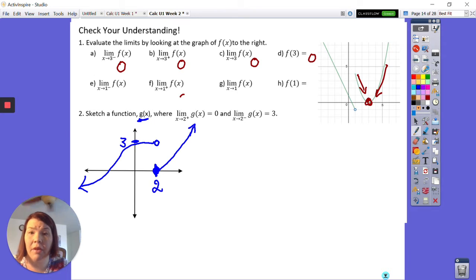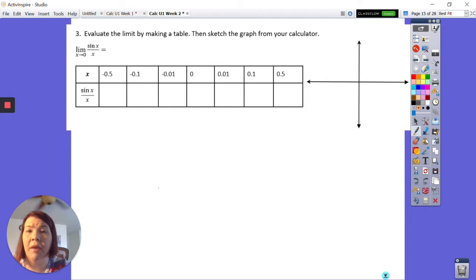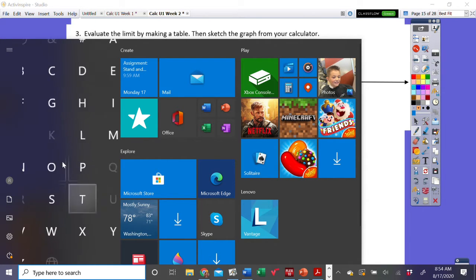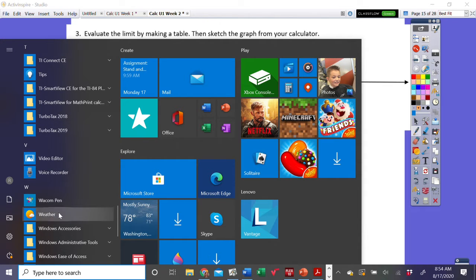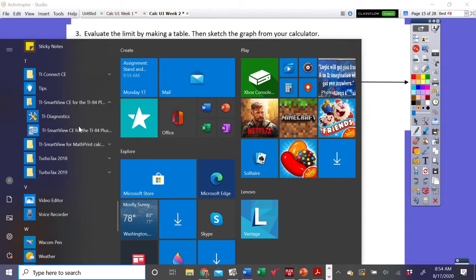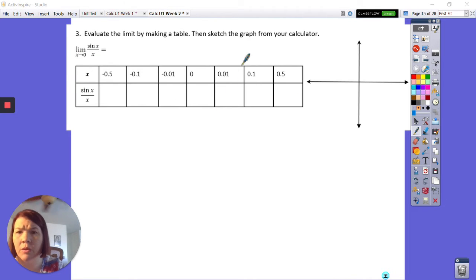And then we have number 3. Evaluate the limit by making a table, then sketch the graph from your calculator. So the limit of sine of x over x. For the calculator, I'm going to open the TI calculator that I have here on my computer. There it is. I'm going to show you some things you can do with your table, with your calculator.